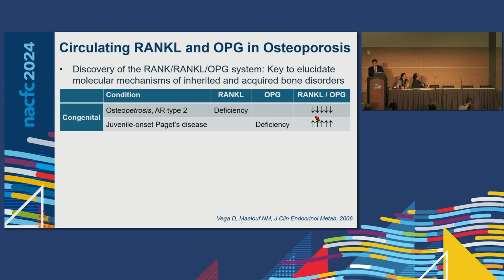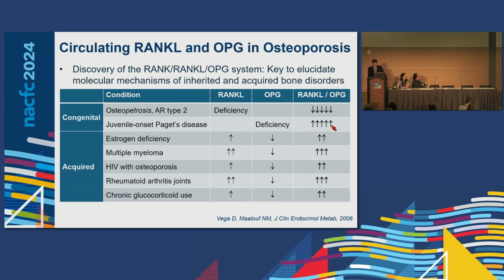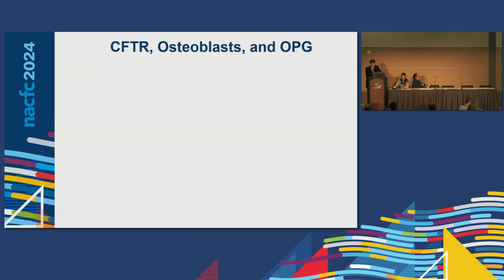So the RANKL/OPG ratio is something worth following. And this is important not just for these rare congenital conditions, but we now know that in several conditions, there are changes in RANK ligand and OPG that increase this ratio, further contributing to osteoporosis. This includes estrogen deficiency in menopause, multiple myeloma, HIV with osteoporosis, even in the joints of patients with rheumatoid arthritis where there are active erosions. This seems to be driven by RANK ligand. And then chronic glucocorticoid use is also a driver in this.